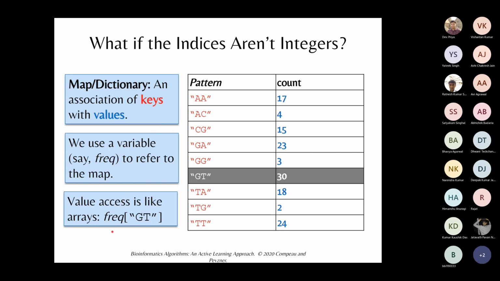All right. So for example, in order to access any key in this dictionary, let us say this map is called frequency. If you want to access the frequency of GT, all you have to do is say frequency GT, and it's going to return the value 30, which is stored in the map here. I hope this is clear to everybody.